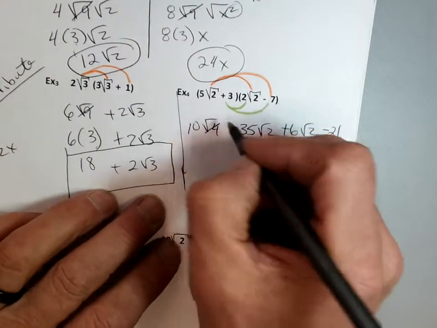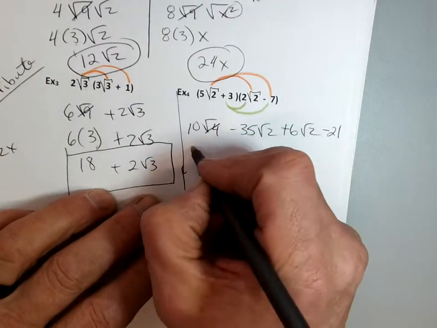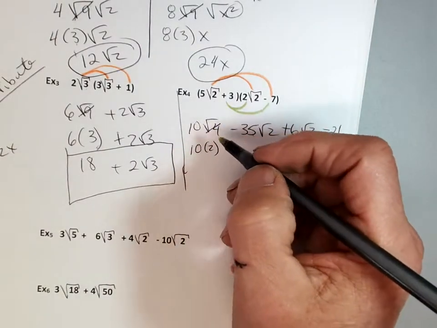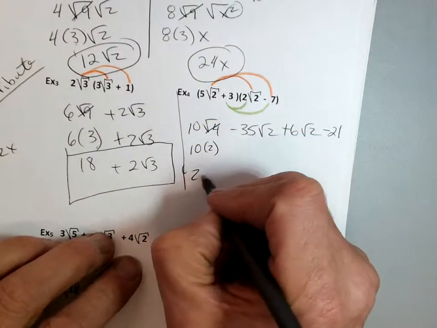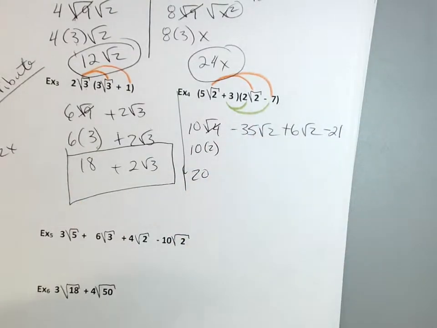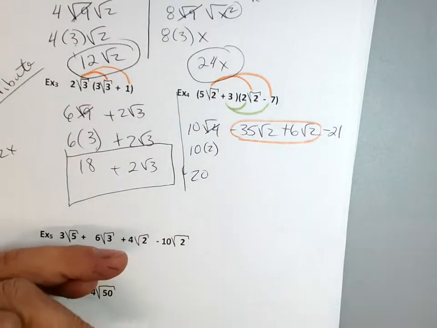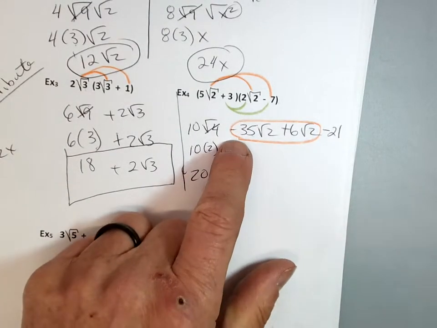Now, let's see what I got. I can do this. Square root of 4 is what? 2. So let's make that 10 times 2. And then I can make that a 20. You guys okay with that? Make that a 20. Everybody okay with making that a 20? These two are the same. These two are the same. I can add these. Well, actually subtract them, right?